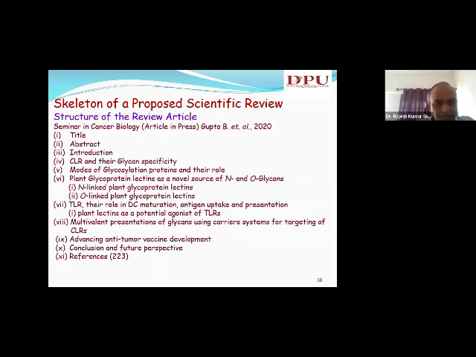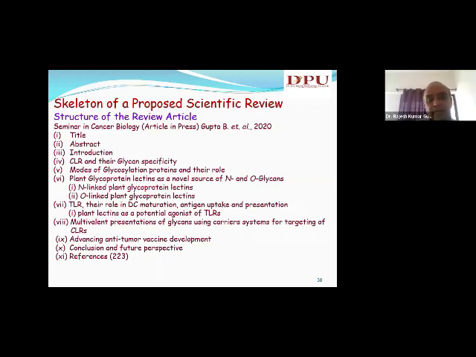We have organized this narrative review paper like: title, abstract, introduction, C-type lectin receptors and their glycan specificity, modes of glycosylation in proteins and their role, plant glycoprotein lectins as a novel source of N and O glycans. These N-linked glycans, if you go to the market to purchase, 50 microgram, even 10 microgram is so costly, like 50-60,000 rupees. So we have developed a strategy to purify these glycans.